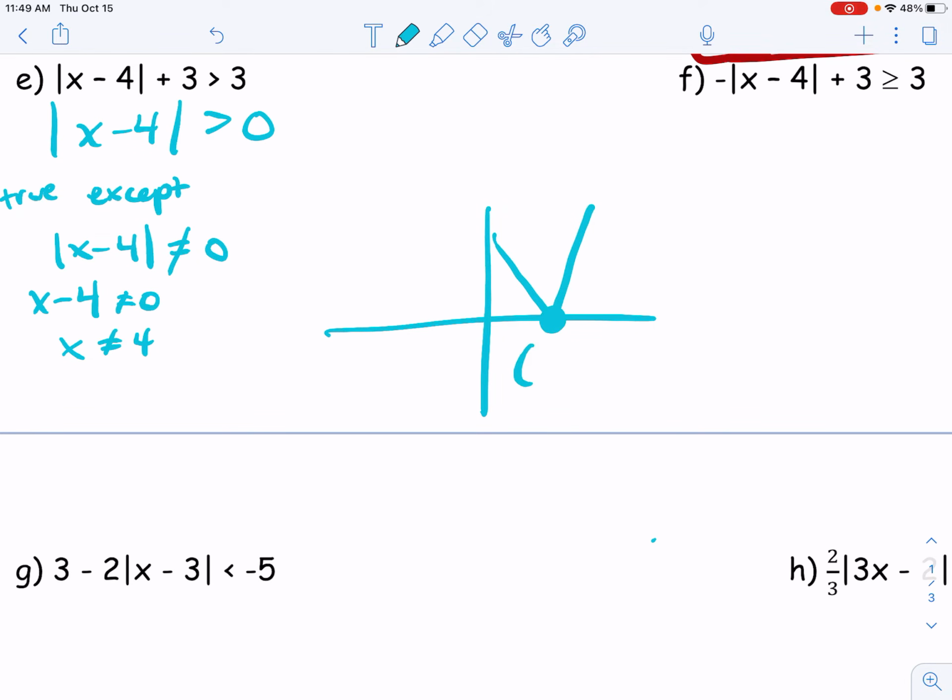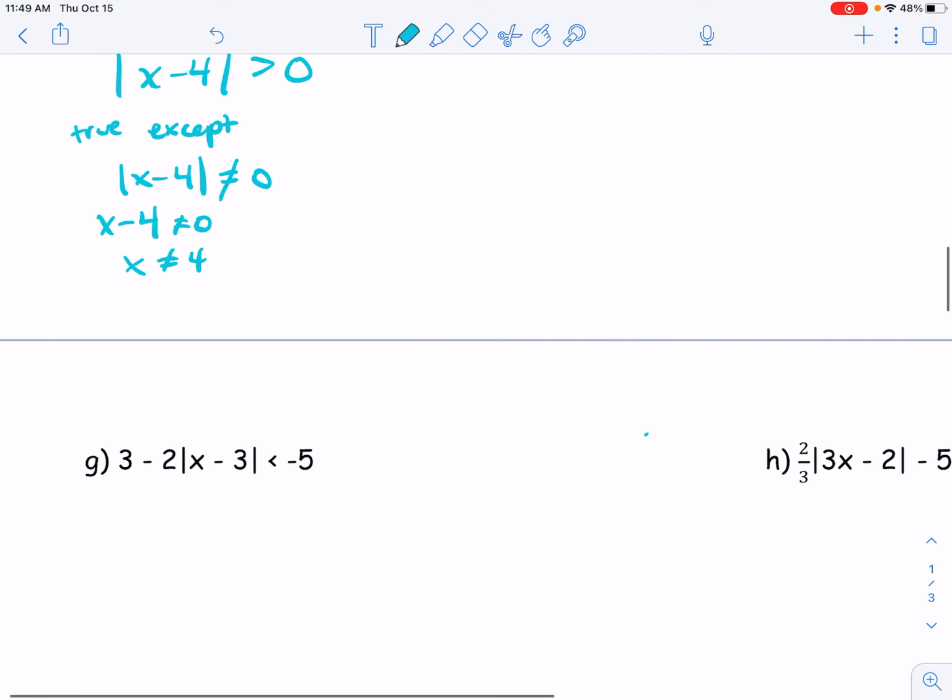This vertex is 4, 0. So when x is 4, my graph is not greater than 0, because at that x value it's equal to 0. So this is true. This problem is true everywhere except when x is 4. So how do we write that in interval notation?